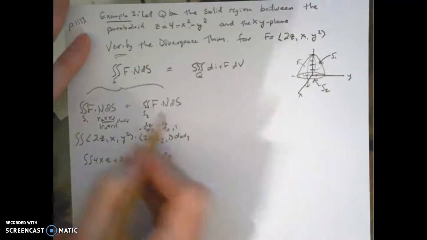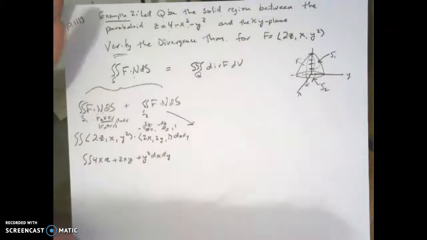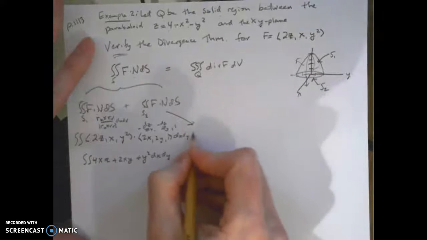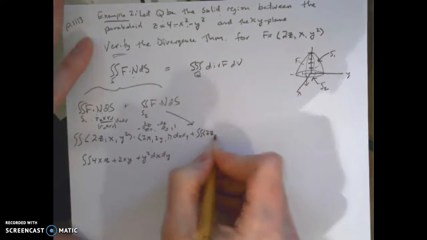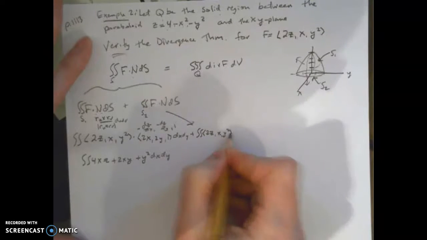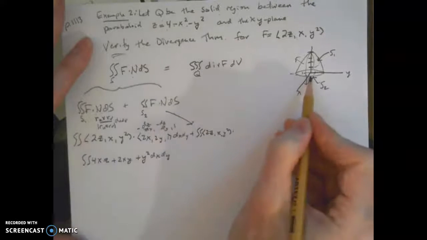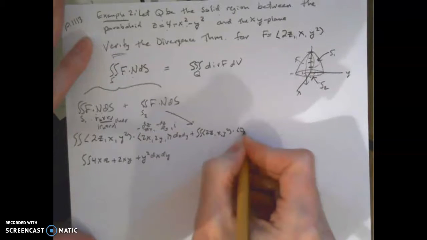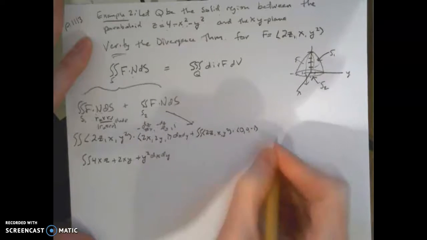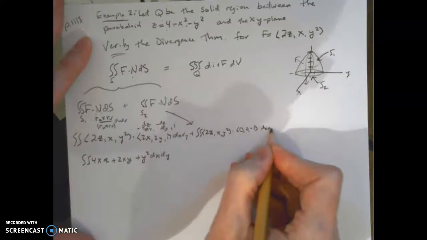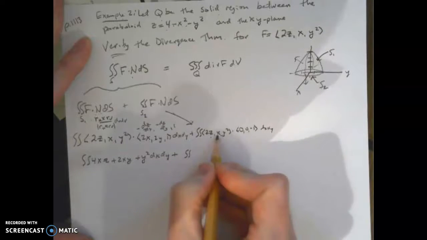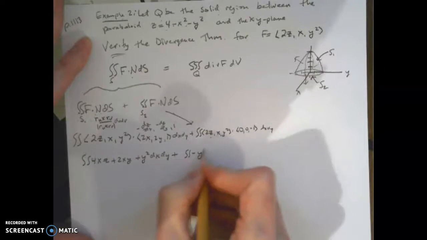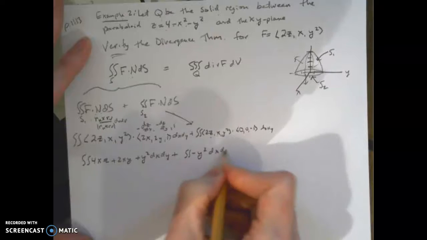Okay, now let's do this one over here, which is the second surface, which is going to be plus the double integral of f, same vector field, 2z, comma x, comma y squared. But the normal to that surface is just the vector pointing down. So 0, 0, negative 1. Okay, dx dy. So conveniently, we've got double integral 0 plus 0 and then minus y squared dx dy.